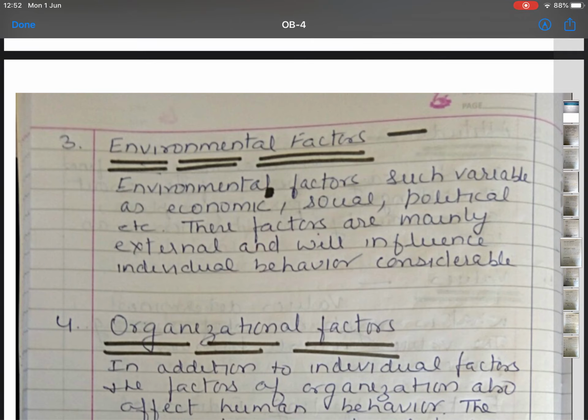Then the fourth type of environmental factor is the legal environment. The legal environment and the laws prevailing in the country, or the rules and laws, formalized or written standards of behavior, do affect individual behavior.